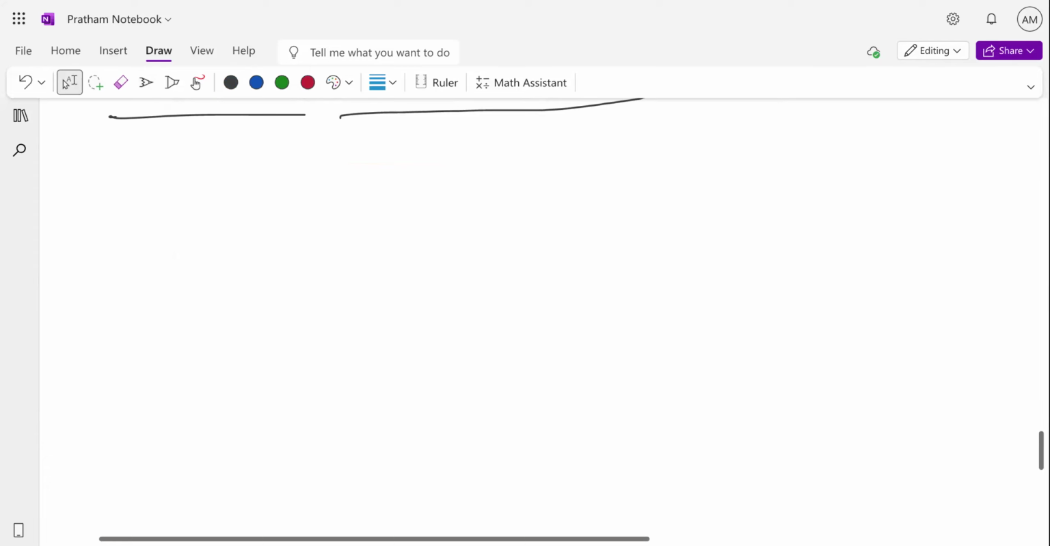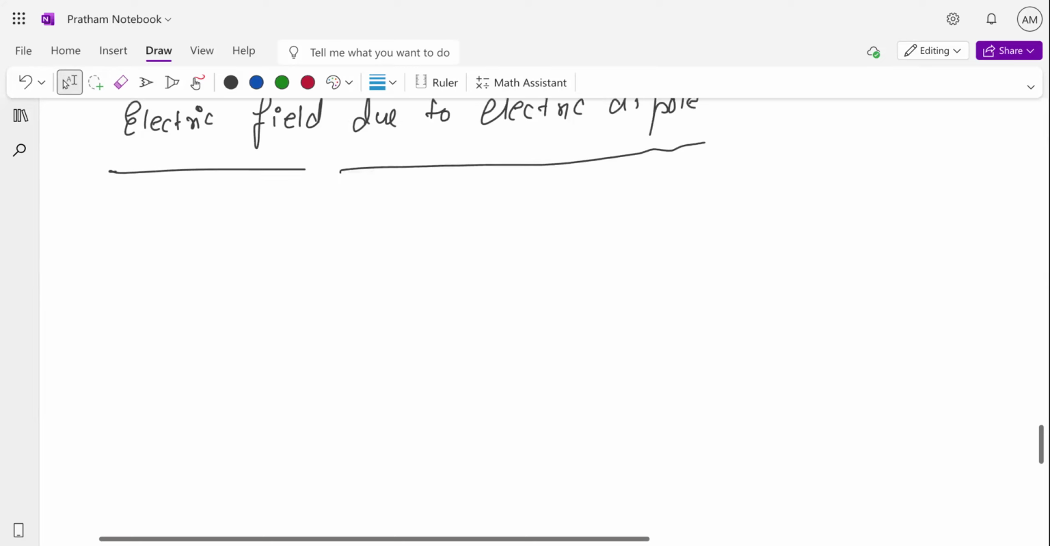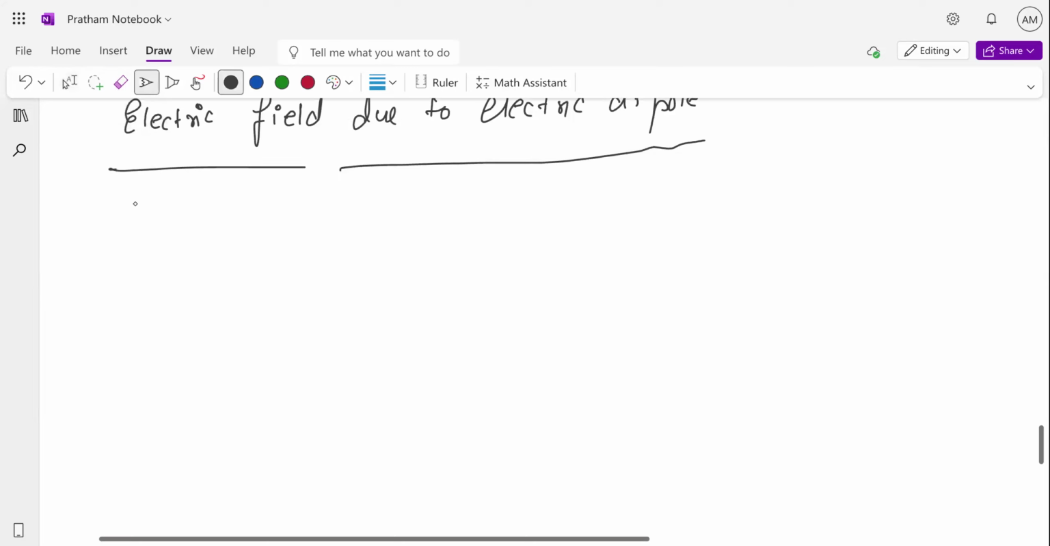So what we are going to do is try to calculate the electric field due to the dipole at some points. So how can we do that? Any idea? Yeah. So first we will have three things. First, on the axial line, not axis. It will be on the axial line.